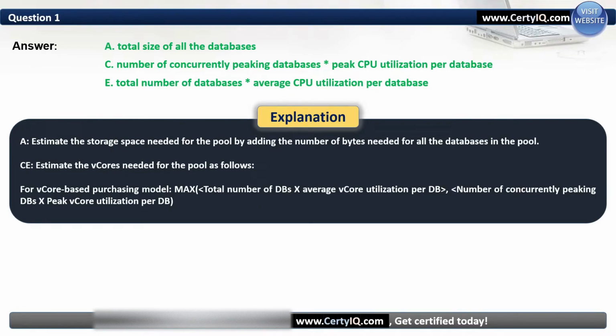About C and D. Estimate the vCores needed for the pool as follows. For vCore based purchasing model, max bracket on total number of DBs into average vCore utilization per DB, comma, number of concurrently peaking DBs into peak vCore utilization per DB.